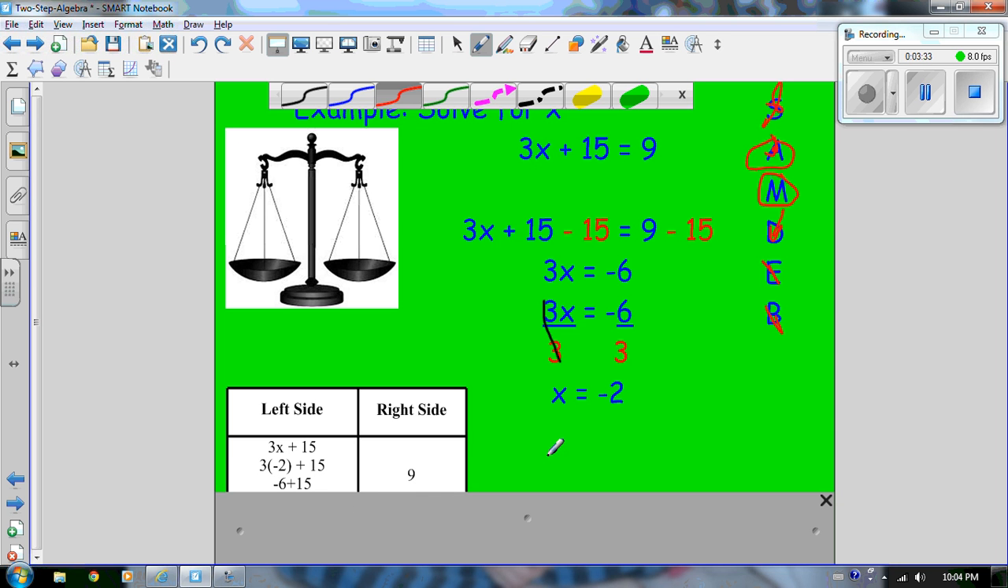Now I do my addition or subtraction. It depends how you look at it. I have the addition of negative numbers or subtraction, whichever your case. So negative 6 plus 15 gives me 9, which is encouraging because my right side is equal to 9. Yet again, left side equals right side, so I know I'm right.